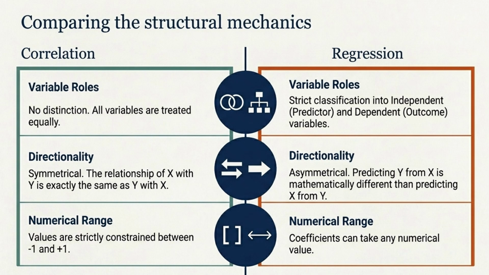However, in regression, variables are classified into independent and dependent variables. In correlation, the relationship is symmetrical. This means that the correlation between x variable and y variable is exactly the same as the correlation between y variable and x variable. In regression, the relationship is asymmetrical. Predicting y variable from x is mathematically different from predicting x variable from y variable.